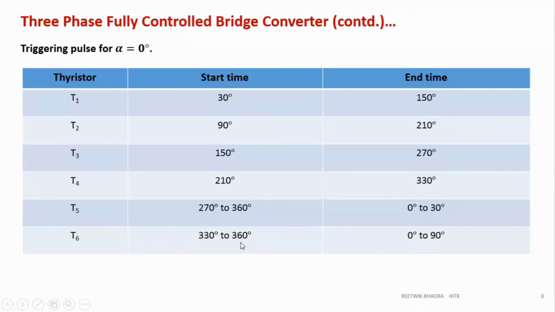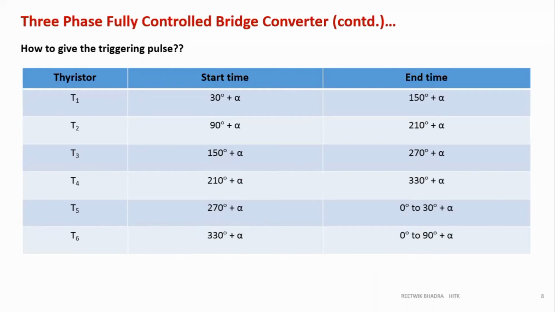So how many degrees? 30 degrees. End time 0 to 90 degrees, because there is 30 degrees over here. Obviously the total sum should be 120 degrees. So if it is 30 over here, what should be the degree over here? 90. So 0 to 90. That's why I have written it like this. So you have to write the triggering pulse according to this.